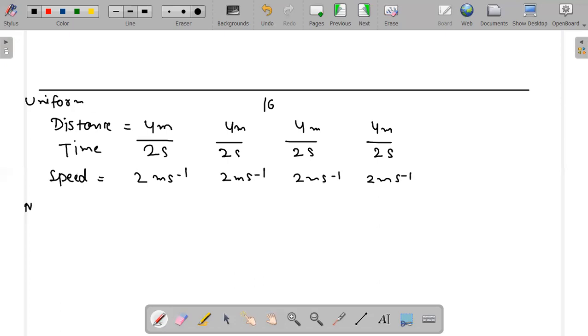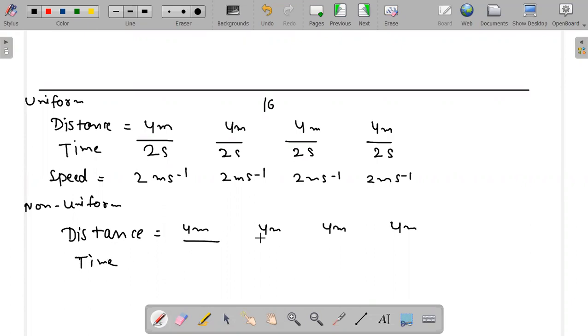Now for non-uniform, distance can be equal or it cannot be equal. Now I'm writing equal distance, but it can be unequal distance. It can be unequal distance, remember. But time was 2 second, 5 second, 1 second and 10 second.